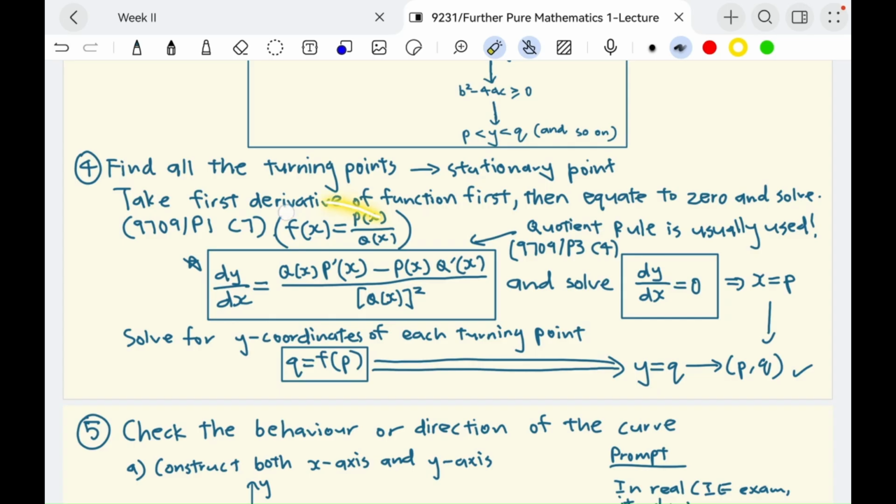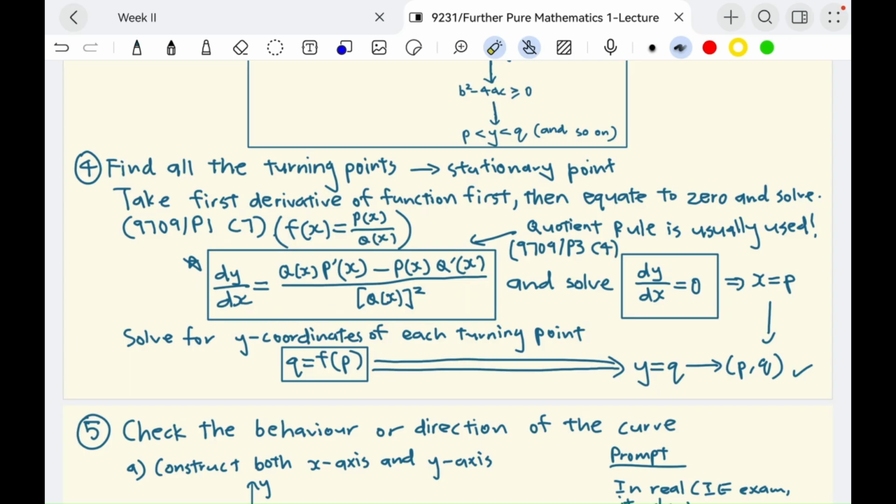However, for rational functions, since they involve division, of course the quotient rule usually has to be used. Okay? This quotient rule you will learn in 9709, paper 3, chapter 4, differentiation. But since you are taking 9231, you have to learn this earlier. But I believe that you have these fundamentals from your secondary school, alright? Which is the quotient rule.